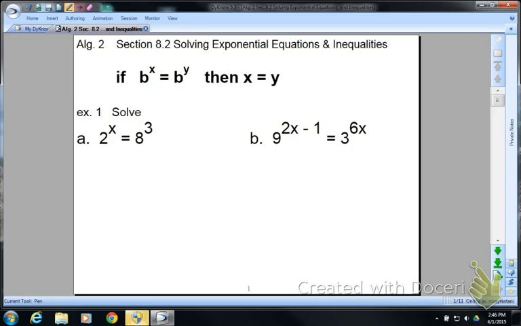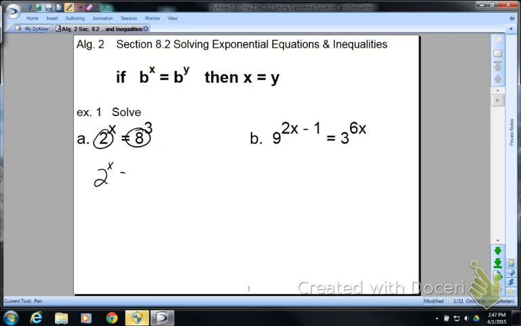Example 1, 2 to the x power is equal to 8 to the third power. Your goal is to get your bases to be identical. On the left side, we have a base of 2. On the right side, we have a base of 8. We need these bases to be the same. We can't do anything with the 2. That stays.